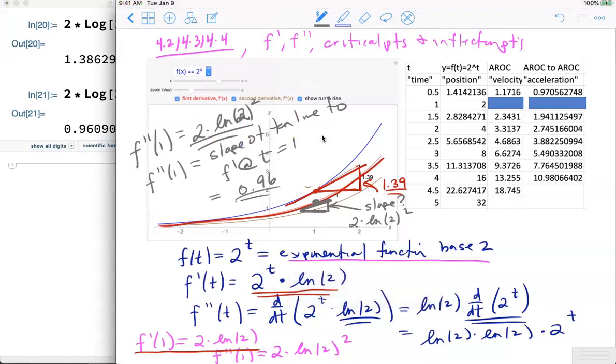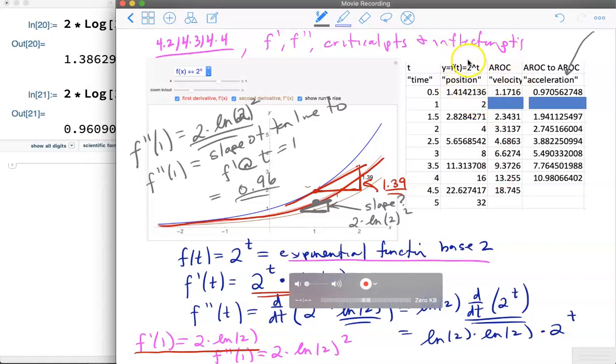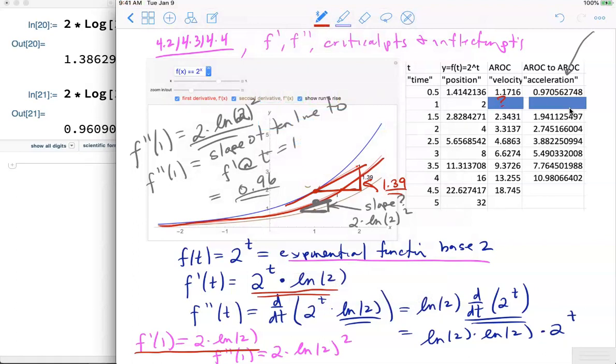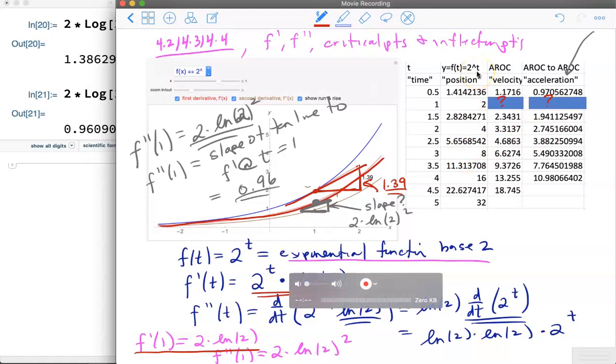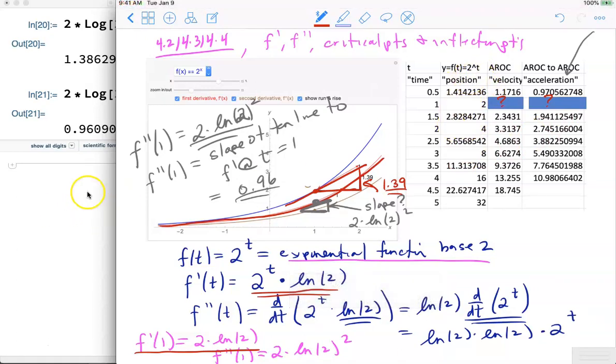So let's look at the table of values and see if we can understand what's going on with these values. As always, when we're looking at a function, we can create a table of values for it. If we want the velocity or the first derivative, we need to compute a rate of change of the function values, the column to the left. And if we want the acceleration, we need to compute the rate of change of the column to the left, which is the velocity in this case. So let's see if we can figure out what the numbers are going to be in these two blanks. We know that our function is equal to 2 to the t.